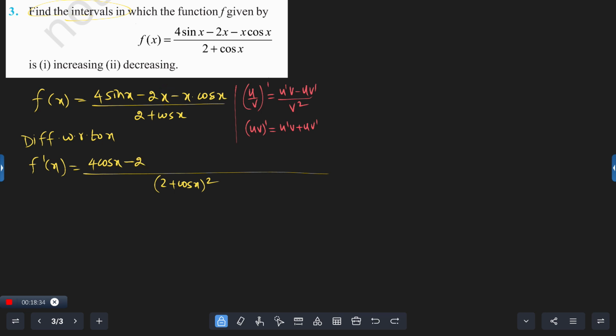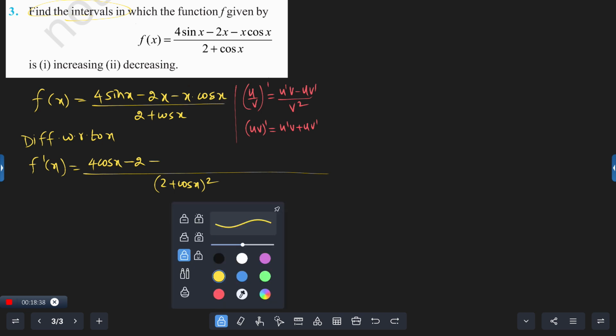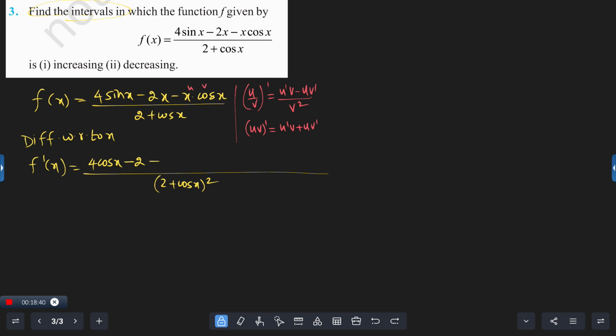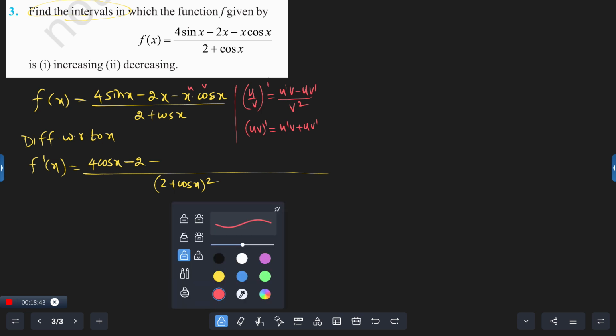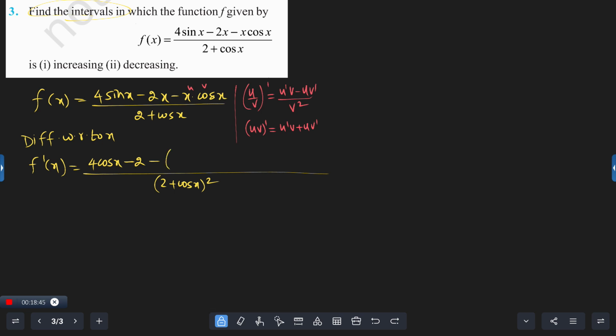Then minus, this is uv format. So this is u, this is v. In the bracket itself you want to do the uv formula. U derivative means x derivative 1, cos let it be as it is. Then x you keep it as it is, cos derivative minus sign, so that minus I gave in front. That's it. Now this is fully u dash.